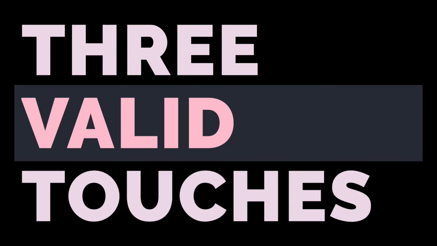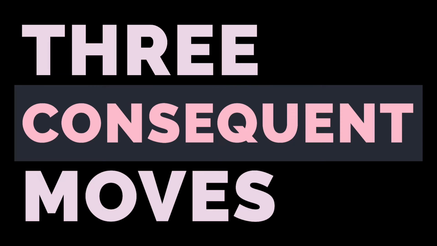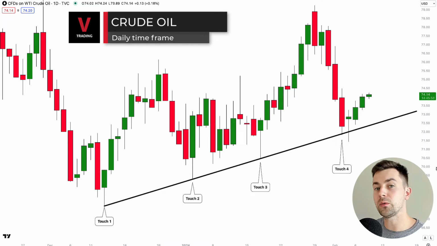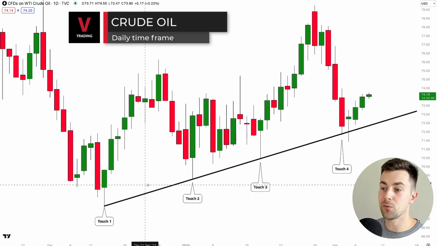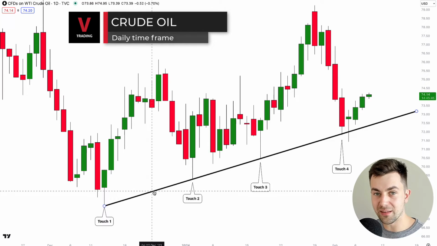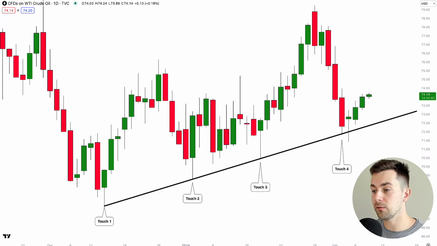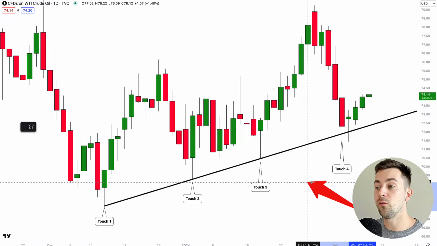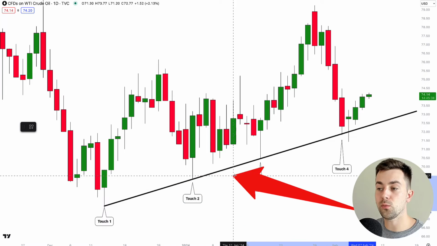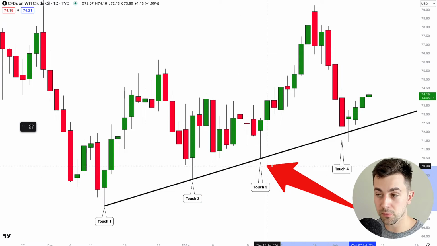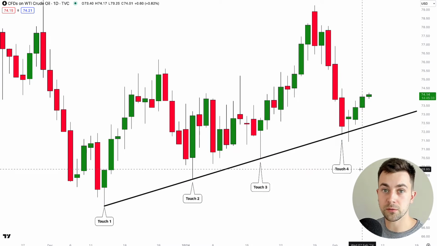When you are looking for a trend line to trade, remember that a reliable trend line should be confirmed by at least 3 touches and by at least 3 consequent bullish or bearish reactions to that. Here on WTI crude oil on a daily time frame, we have a perfect example of a solid valid trend line. You can see that that trend line is confirmed by 4 touches, and each time when the price is approaching that trend line, we see a significant strong bullish reaction to that.